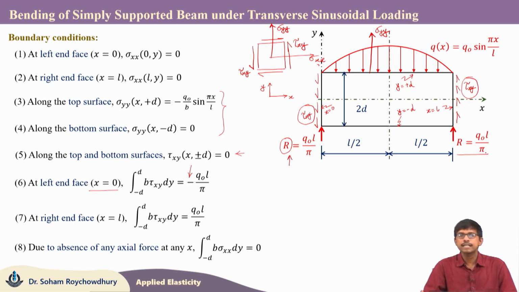And finally, due to absence of any axial loading at any cross section, integral b sigma xx dy from minus d to plus d equals to 0. The integral of the axial stress at any cross section over the total area is 0, as the problem is free of any kind of axial force along the x direction. So, these are the 8 boundary conditions available.